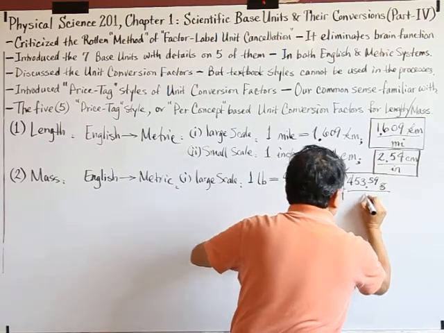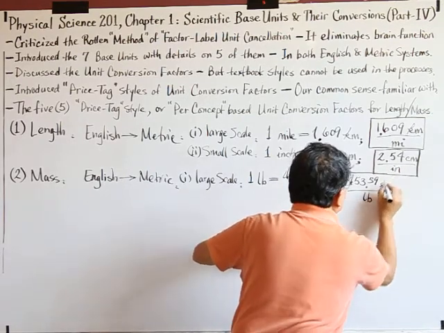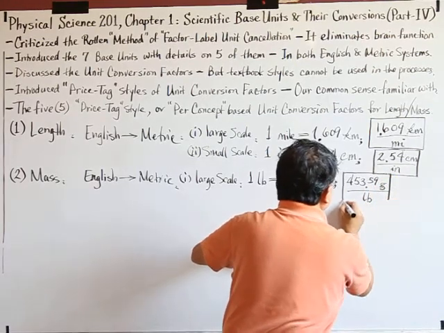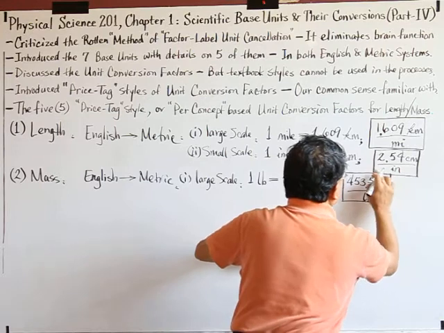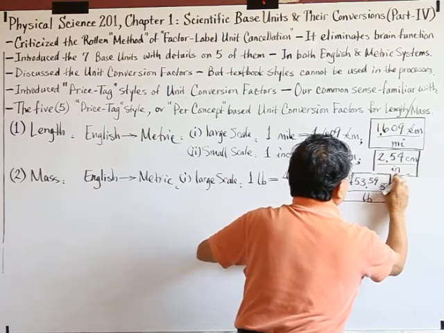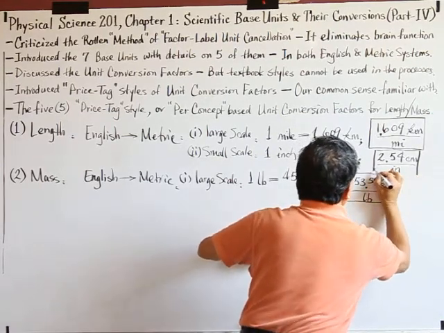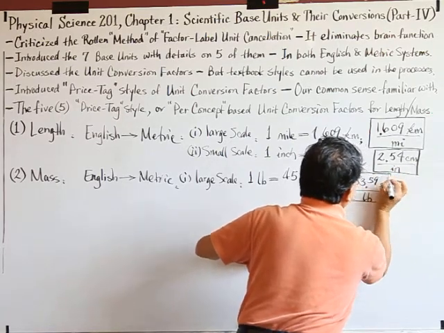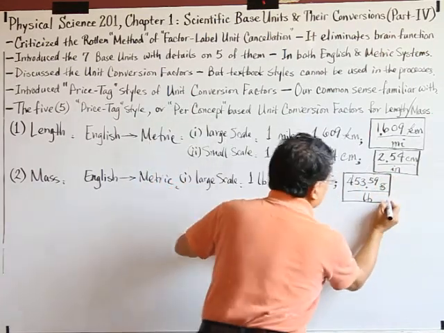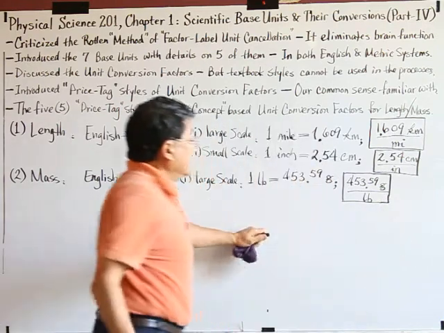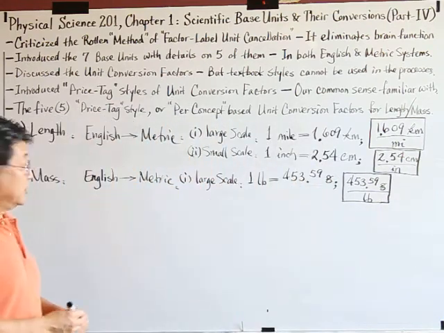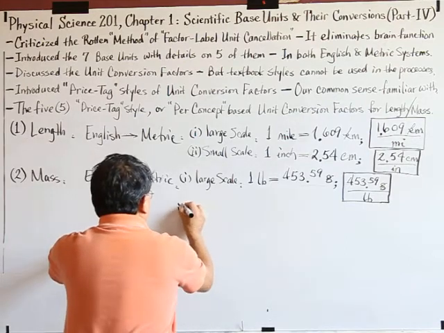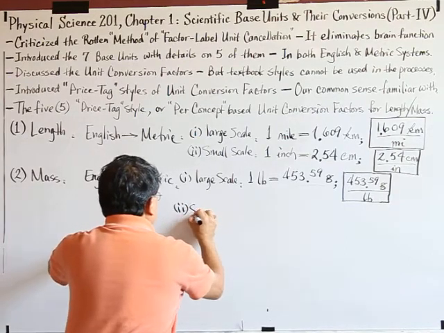per what? Pound. Now this time, right, this is going to be number 3 of the conversion factors in price tag style. Oops, my hand accidentally removed the corner. Now these 3, that's large scale. Then the smaller scale, right? Small scale.